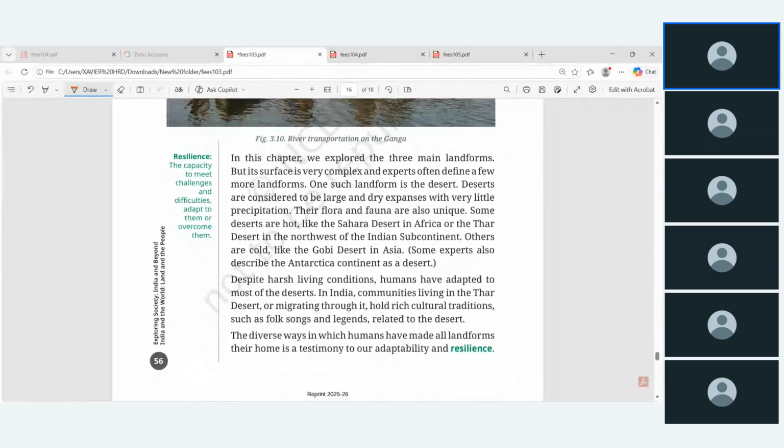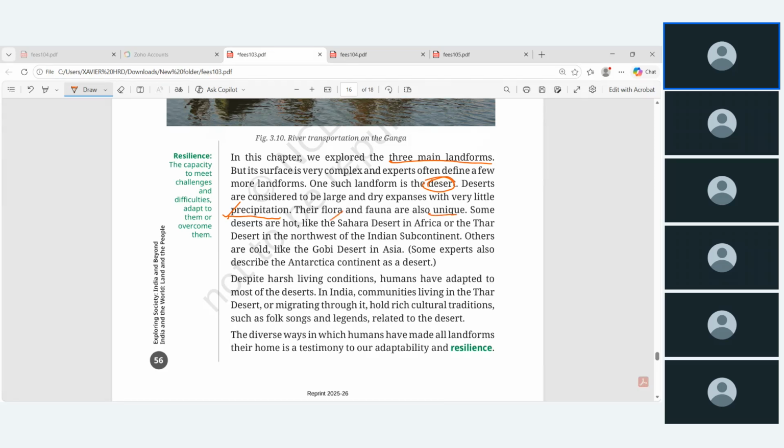Then some desert they have mentioned. In this chapter we explored the three main landforms, but one more landform we left, that is desert. Deserts are considered to be large and dry expanses with very little precipitation. Yesterday we saw the definition for precipitation. Okay, anything from the sky in the form of rain, snow, hailstorm. These are all precipitation, and their flora and fauna are also unique.